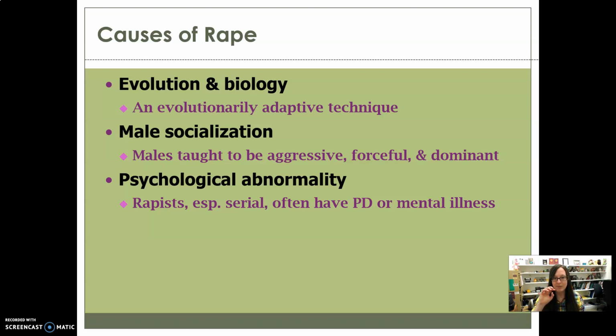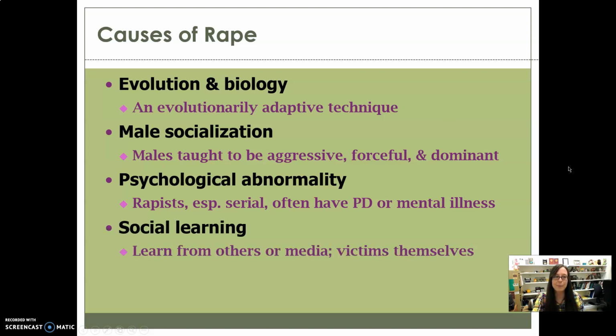So like evolution and biology and socialization, we're talking large scale. Psychological abnormality, we're talking sort of for the individual, the people who are doing this, there's something different about them. There's something that is not the same as everybody else in terms of how their brains work. And cognitive distortions kind of play into that as well in terms of seeing the world not the way that everybody else does. And then there's social learning. If you learn from other people, or if they were victims themselves, there's a learning process that happens here. Again, this is sort of looking at more of a micro level explanation.